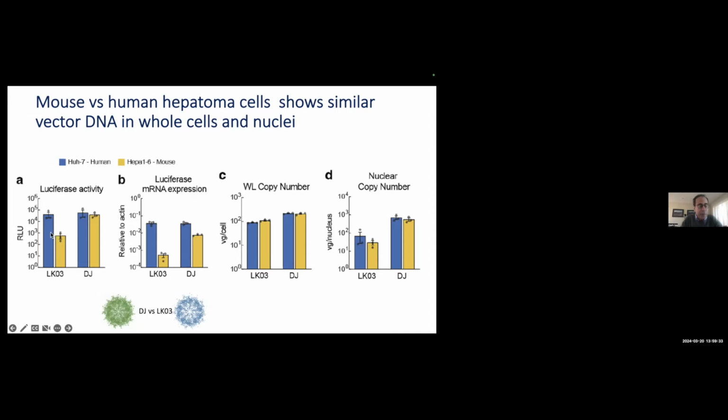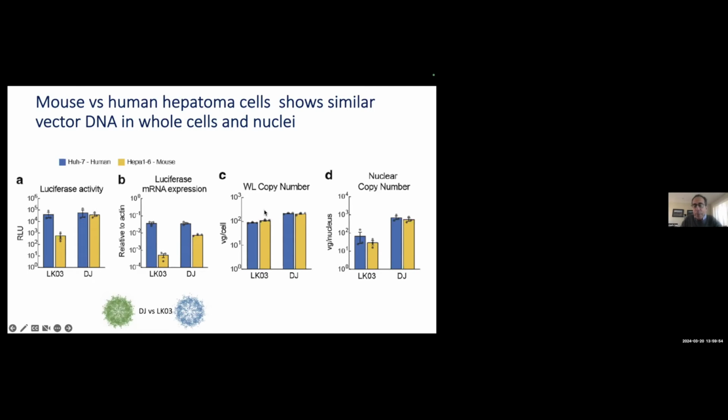And if we look at the luciferase activity, this is a log scale, and we're seeing a 2 to 3 orders of magnitude difference in transgene expression, where DJ works equally well both in mouse and human. And if we look at the messenger RNA levels, they also correlate with the protein level activity.